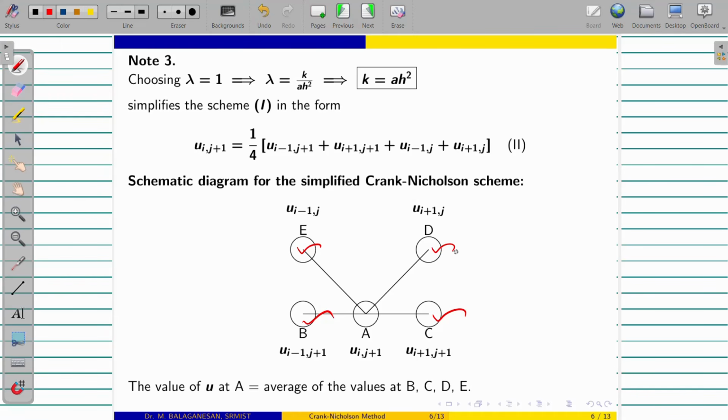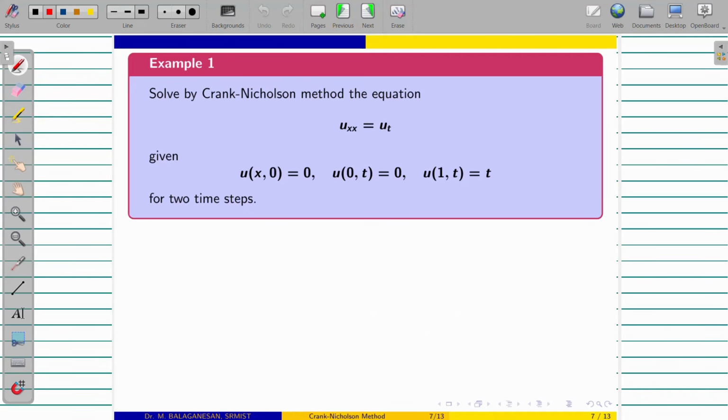Clear? Right. I will explain this concept with an example, then only it will be easy to understand. Solve by the Crank-Nicholson method u double x equivalent to ut. It is a one-dimensional equation. That is another clue. Boundary condition, one initial condition. For two time steps, most of you will be confused. It is not the meaning for t equal to 2. t equal to 2 means up to 2 seconds, they will mention that.